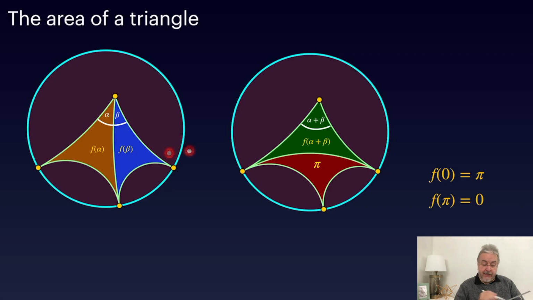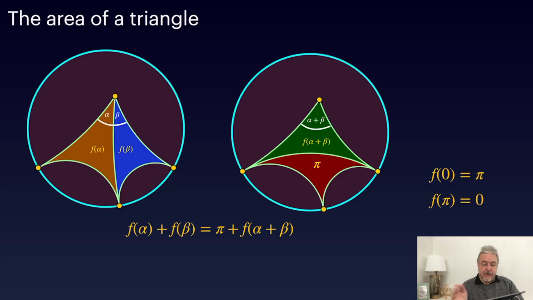So if we take these two pictures into account, we get the following formula. We get that f alpha plus f beta must be pi plus f alpha plus beta. And so you see we get a kind of functional equation between the area and the angle, and now from that we can conclude that it must indeed be a linear equation.